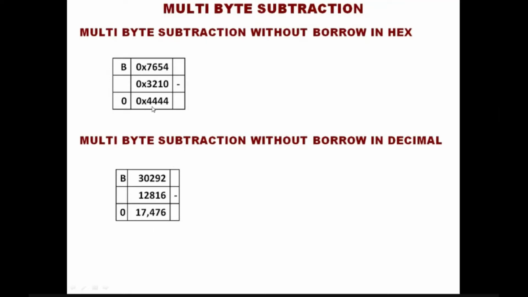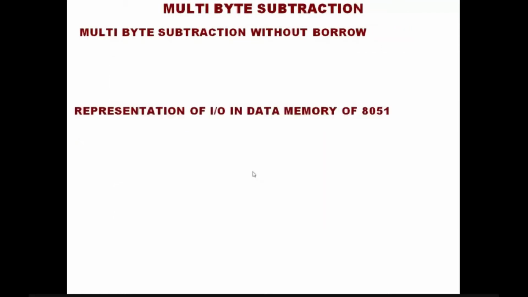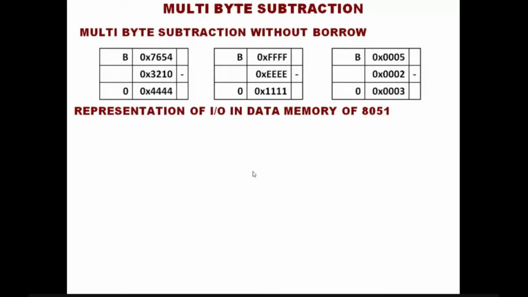We should not concentrate much on the 4444 hexadecimal value. The 4444 hexadecimal value is 17,476. That is the one we need. Similarly, 5 minus 2 can also be represented as a 16-bit number, like this: 0005 minus 0002. The answer is 0003, which is very simple. In decimal, 5 minus 2 is 3. I hope we can understand this very clearly. The same thing here also: there is no borrow.